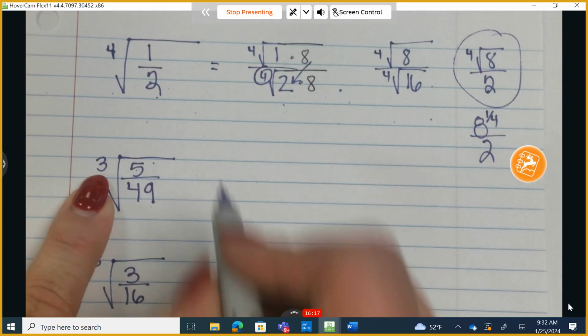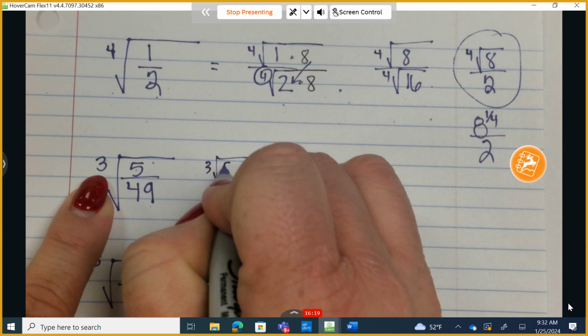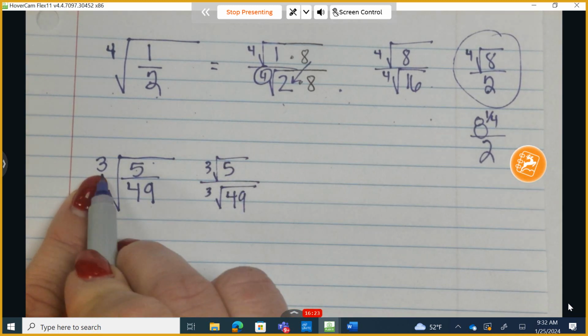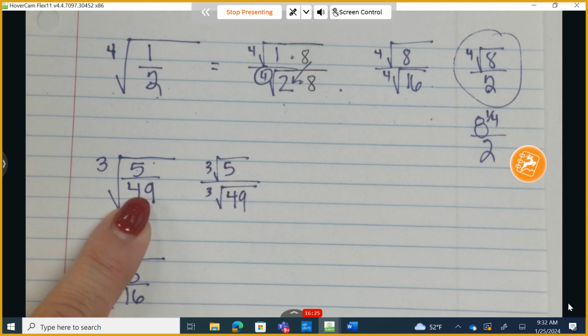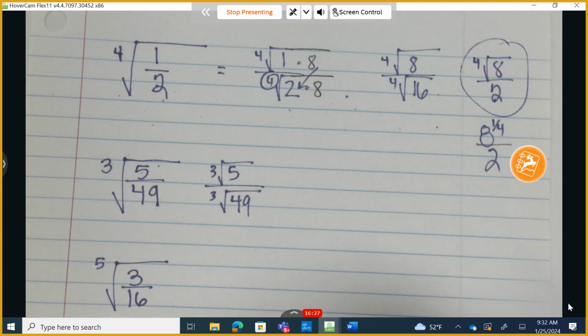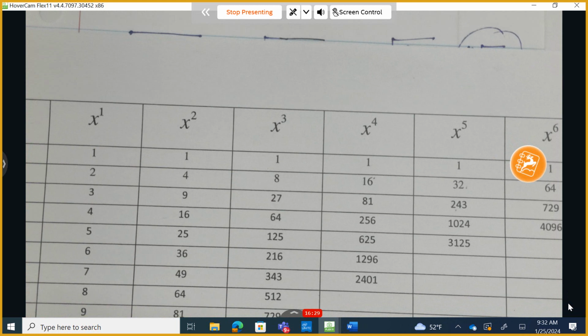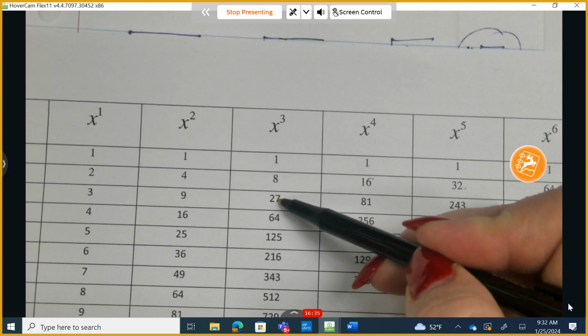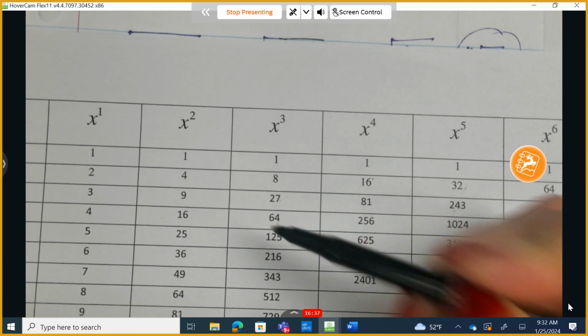We're going to go to column 3. So I'm going to rewrite this. I'm going to go to column 3, and I'm going to locate 49. What I see is that in column 3, there's no 49. So then I have to decide what 49 is in between. Okay, 49 is in between 27 and 64.